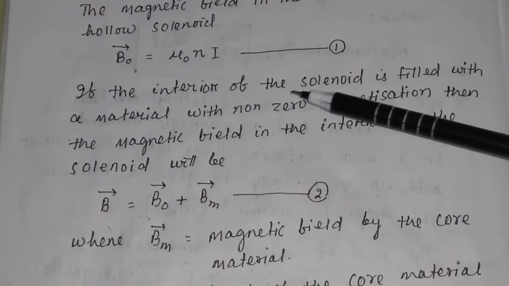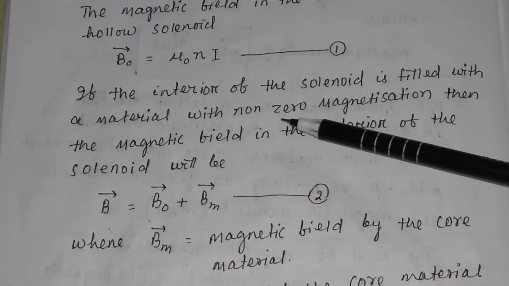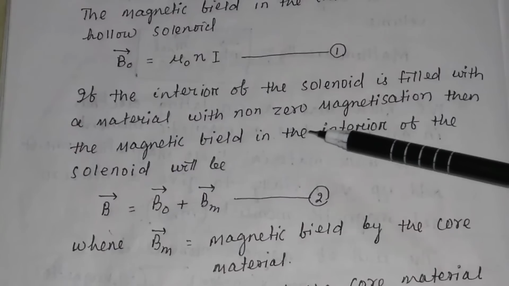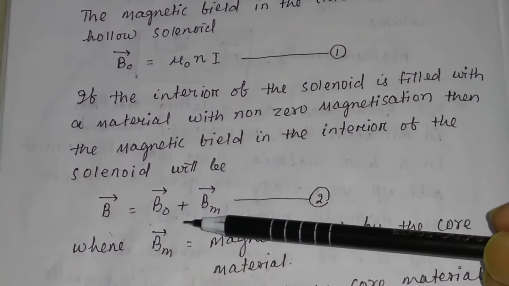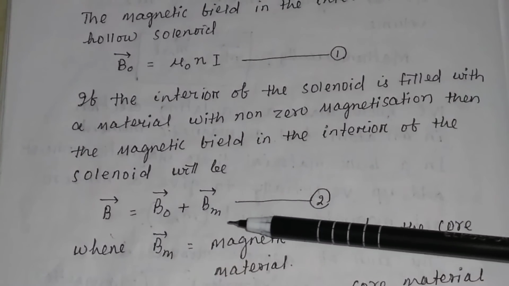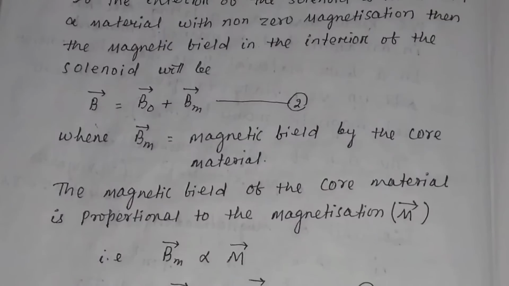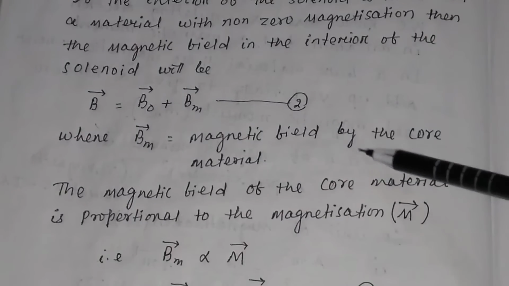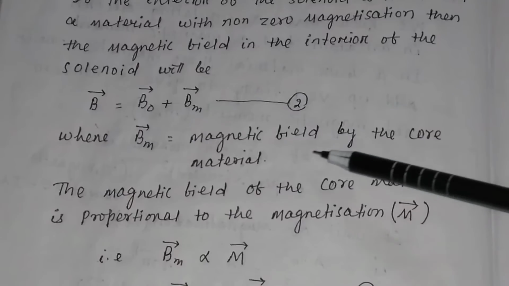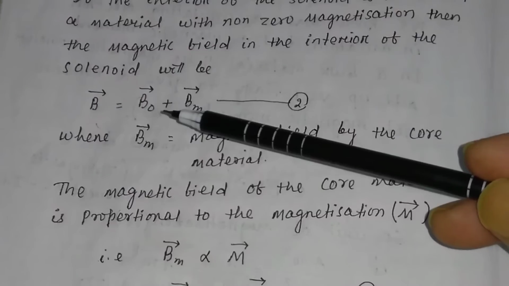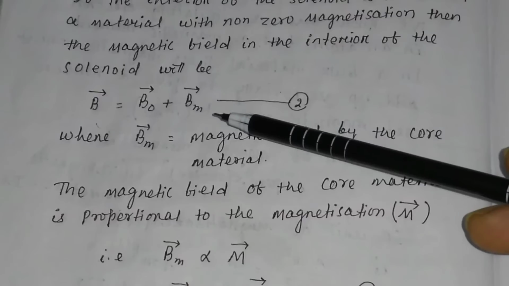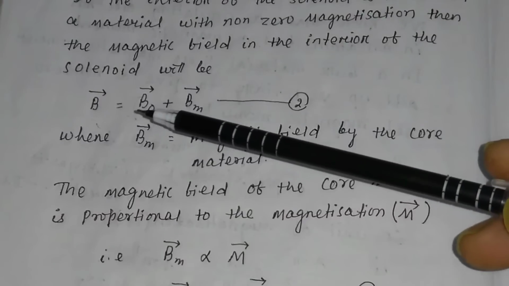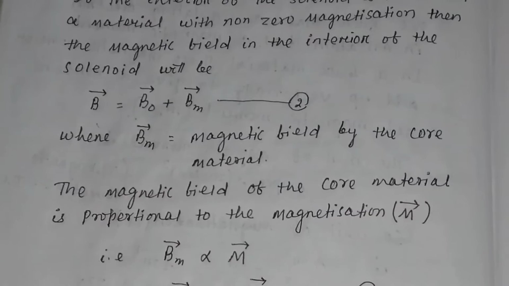If the interior of the solenoid is filled with a material with non-zero magnetization, then the magnetic field in the interior of the solenoid will be B, that is equal to B0 plus Bm, where Bm is called magnetic field by the core material. In the absence of the core material, the magnetic field is B0, and in the presence of the core material, the magnetic field is Bm. So the total magnetic field is B is equal to B0 plus Bm.